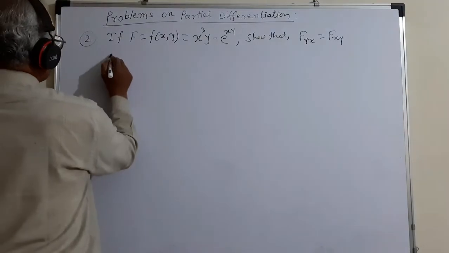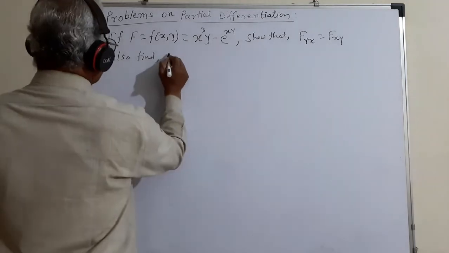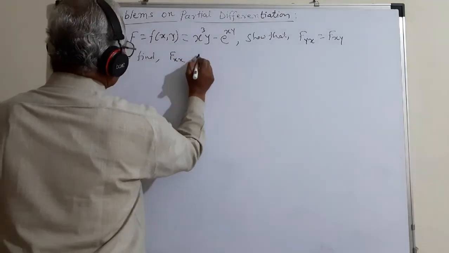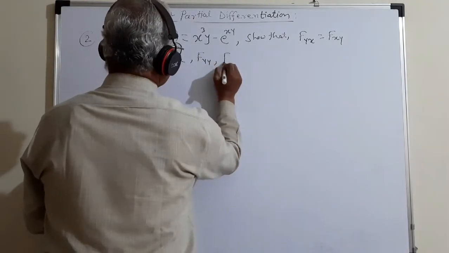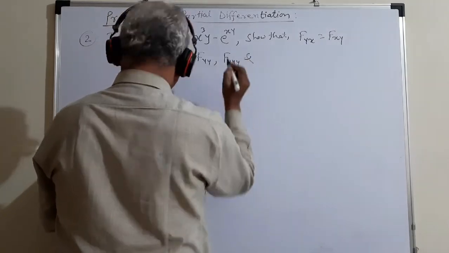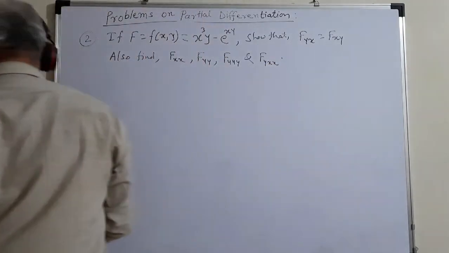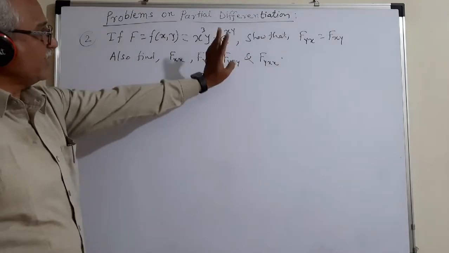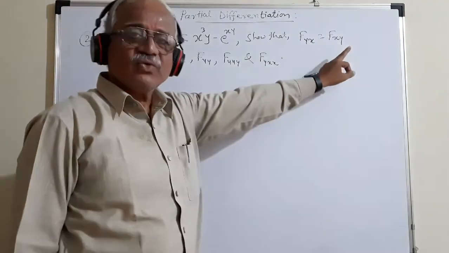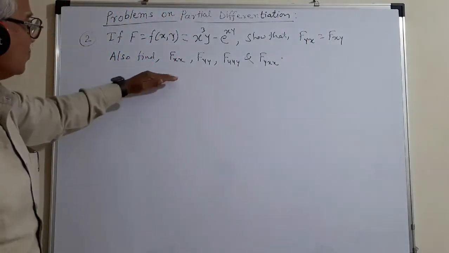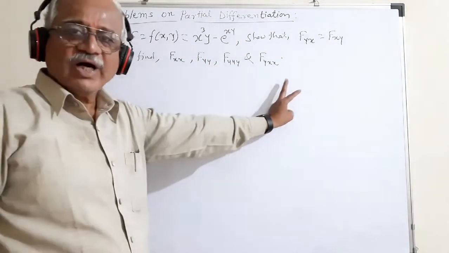And also you are asked to find the expressions for fxx, fyy, fyyy and fyxx. If f is given to be this function of x and y, you are asked to first show that fyx is equal to fxy, and also find the expressions for fxx, fyy, fyyy and fyxx.